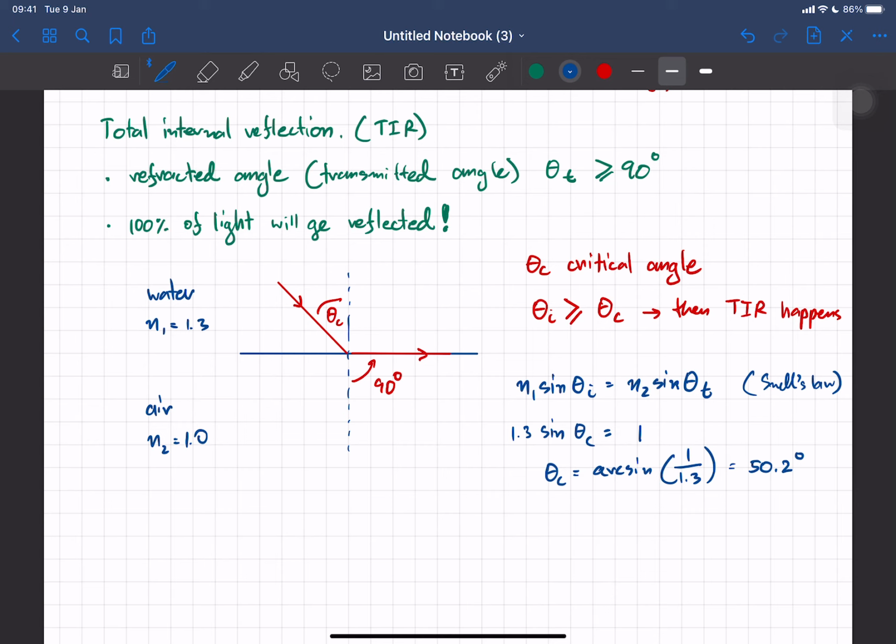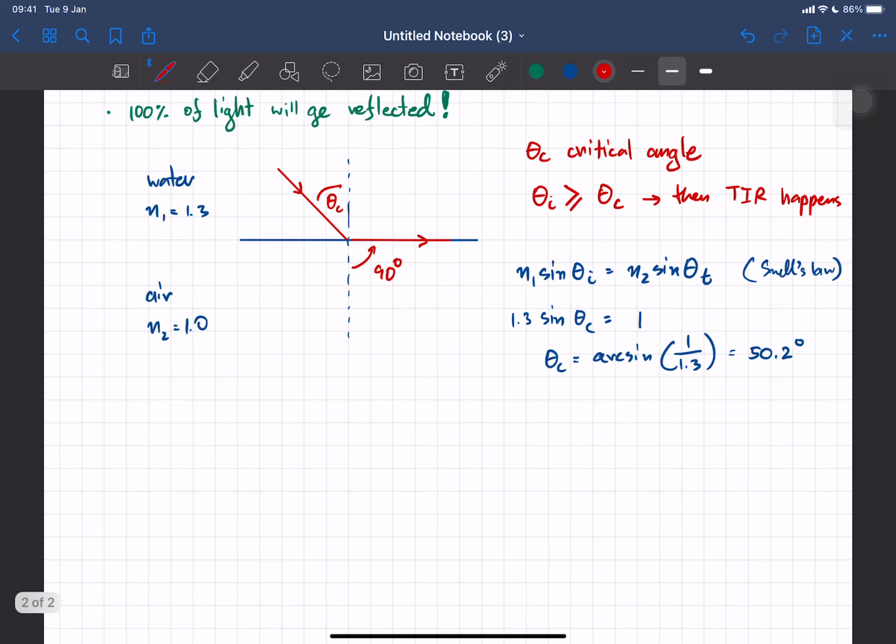Okay, so the critical angle for the water and air pair of media is 50.2 degrees. So that means if you enter the interface with the angle 50.2 degrees or larger, then the only thing that happens is reflection.